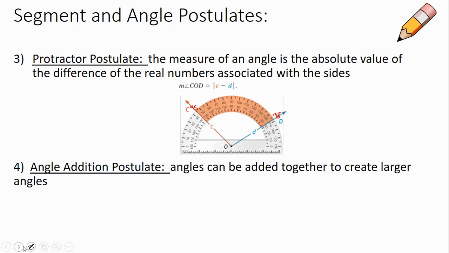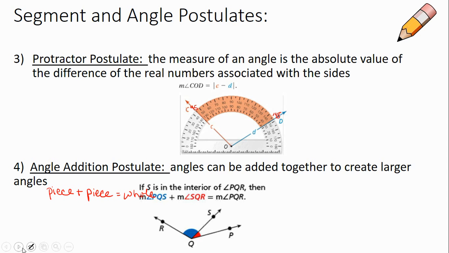The Angle Addition Postulate is just like the Segment Addition Postulate. It says that it's okay for angles to be added together to create larger angles. It follows the same sort of rule, that one piece of an angle plus another piece of an angle would equal the whole larger angle. So in our diagram, this is what it looks like.